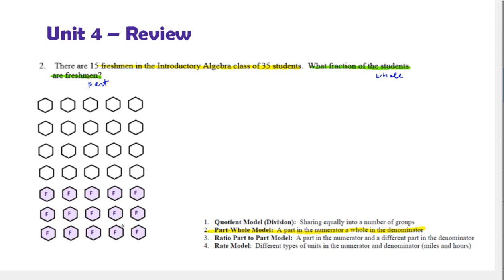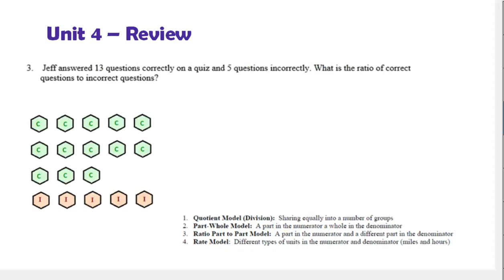So the fraction of students that are freshmen are the 15 freshmen, the part of the class that are freshmen, over the total number of people or students in the class. And I use the units to help me again, and our end result would be 15/35. So the fraction of the students that are freshmen are 15/35 of the students. Let's look at the next one.